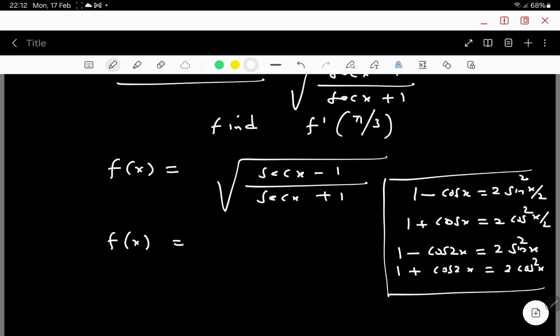First I am changing into cos. Don't differentiate directly. First we change secant into cos, so 1 by cos x. In this method we reduce the steps.